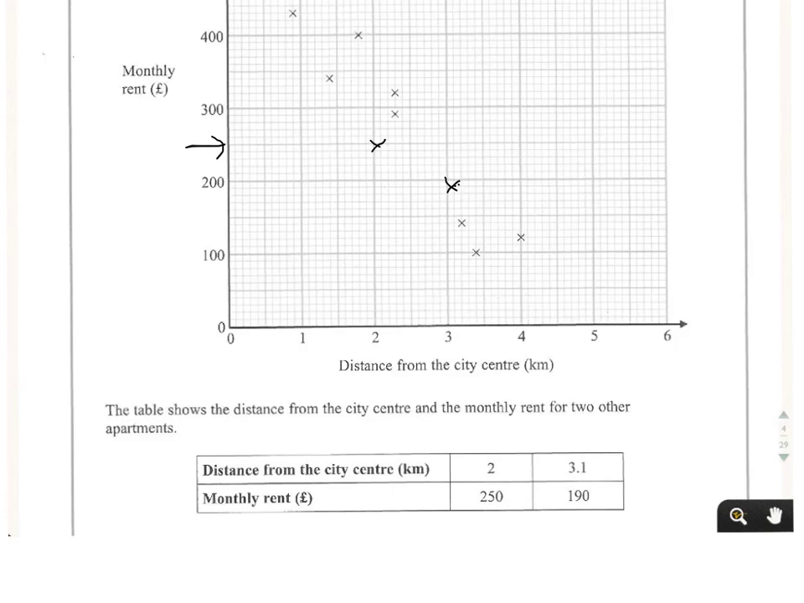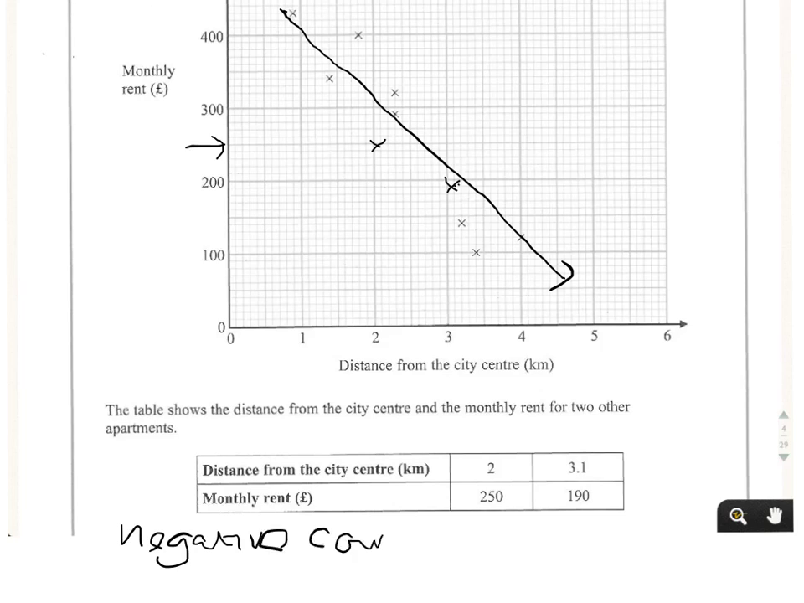So what type of relationship do we have? Well, we can sort of see that the dots are coming down the page from left to right. This indicates negative correlation. Negative correlation, I'm writing at the bottom here.